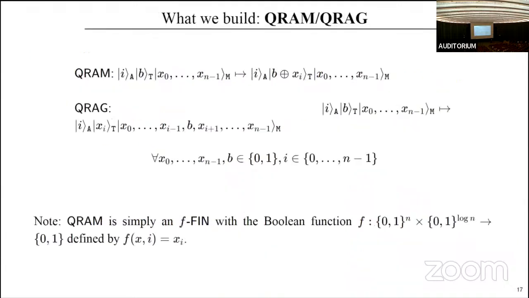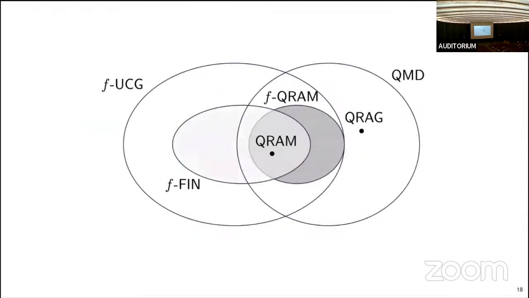And finally, QRAM and QRAG, as I told you before. And we stress that QRAM actually can be seen as a Boolean function. So QRAM is actually a subcase of the F fan-in gate, which is basically a Boolean function of this form. If you want to see in a picture how all these gates and classes intercalate, I put it here.